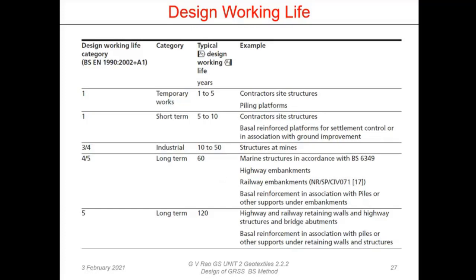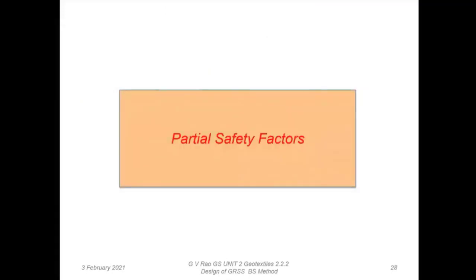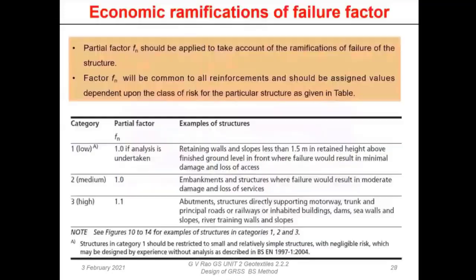In the concrete method, we don't consider this; it's just assumed certain values. And so these factors we'll discuss in great detail next class. But one more point you have to remember, which is very unique for this code of practice, is a partial factor of safety for economic ramification of failure. It's very important because when a failure occurs, how critical is the loss? For example, high abutments or high bridges, structures directly supporting motorways, trunk roads, principal roads, railways, inhabited buildings, dams, walls, etc., all of them are considered critical. So they have high ramification of failure.